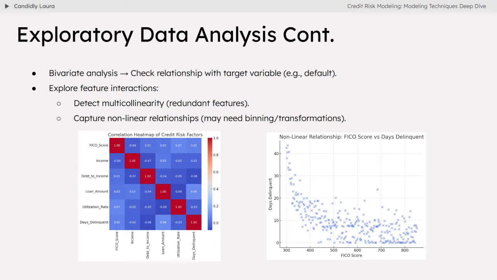Sometimes we also explore interactions between two features, especially if we suspect multicollinearity, meaning the two features are highly correlated, so they are redundant, or if there's a non-linear relationship that might need transformations or binning. By doing these analyses, you will get an understanding of the data quality, potential predictive power, and even uncover business insights, all of which are key inputs to model development.